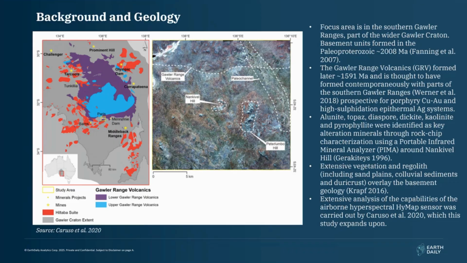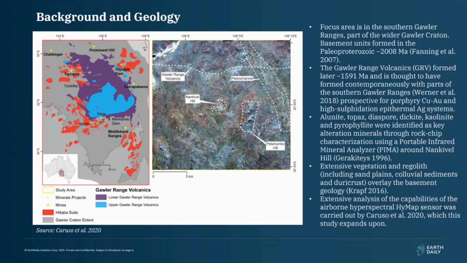A HiMAP hyperspectral data set was flown here, so we want to be looking for how they compare. Now, the geology here is Paleoproterozoic in the basement units, where we can see some potential porphyry and epithermal systems take place at surface. You can see a couple of exposures here, which are not particularly large, in a highly regolith-dominated terrain.